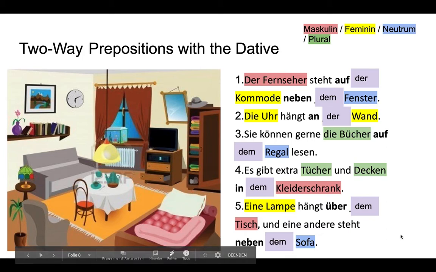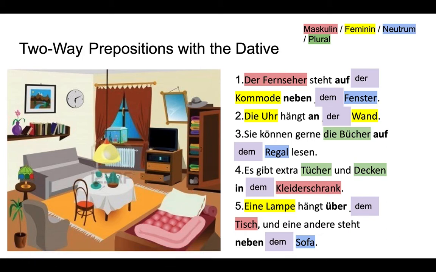Dative articles. Remember, dative are your Merman articles. Dem for masculine, der for feminine, dem for neutral, and den for plural. So the sentences should be Nummer 1, der Fernseher steht auf der Kommode neben dem Fenster. Nummer 2, die Uhr hängt an der Wand. Nummer 3, Sie können gerne die Bücher auf dem Regal lesen. Nummer 4, es gibt extra Tücher und Decken in dem Kleiderschrank. Nummer 5, eine Lampe hängt über dem Tisch und eine andere steht neben dem Sofa.